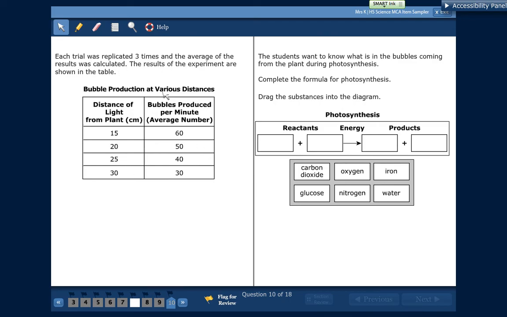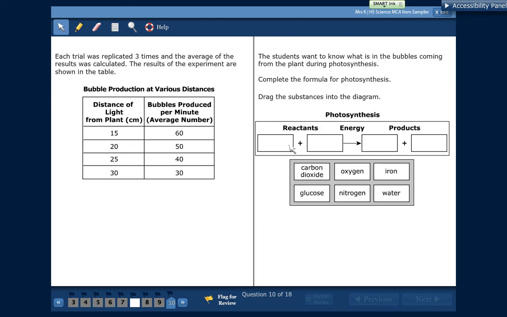Now, this actually has nothing to do with this question over here. It's interesting, but it actually has nothing to do with it. They want to know what was in the bubbles. What is being produced to make these bubbles? So here's our choices. I put them in the right spot.